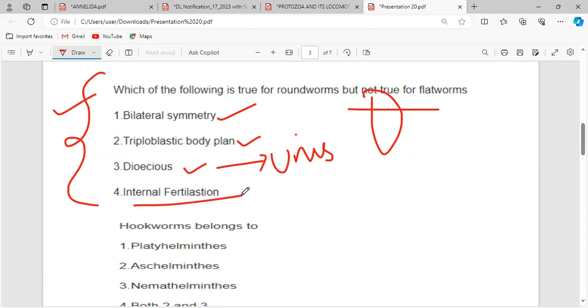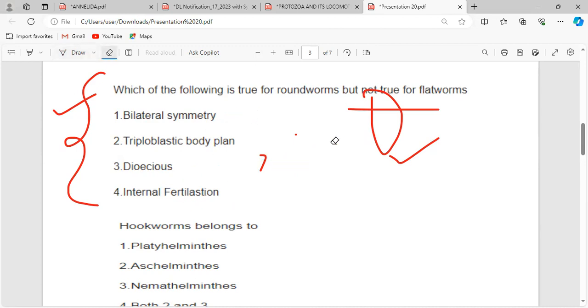And internal fertilization means what? The fertilization happens within the uterus or within the female body. That is said to be internal fertilization. It is different from external fertilization, where the fertilization happens outside the body of an organism. And finding the answer for this question I leave to you. By reading the general characteristics, you can find this.